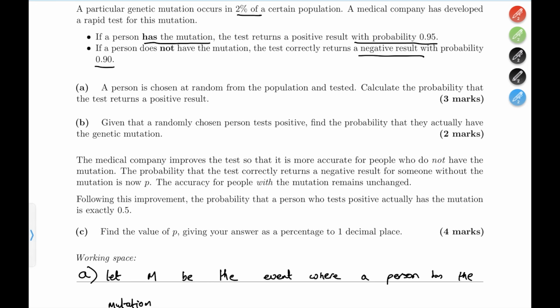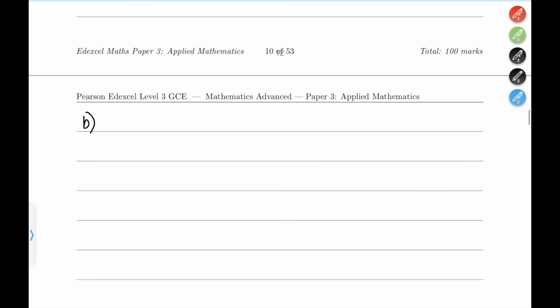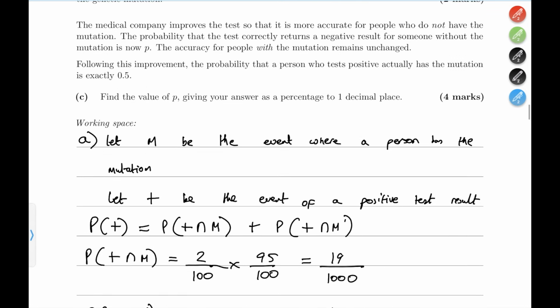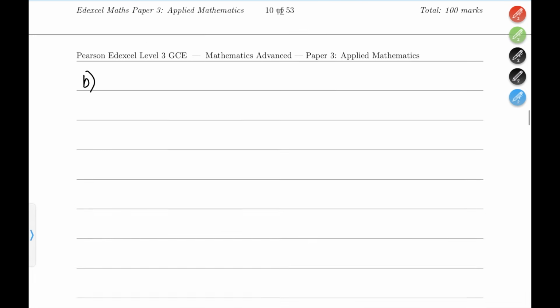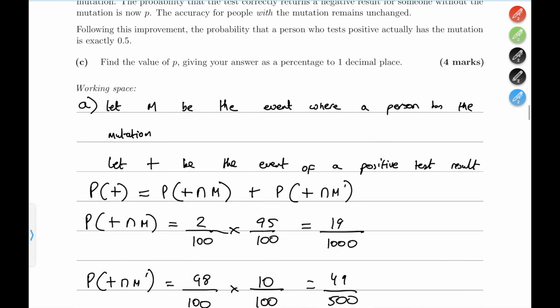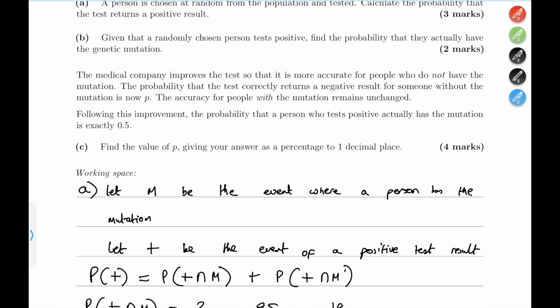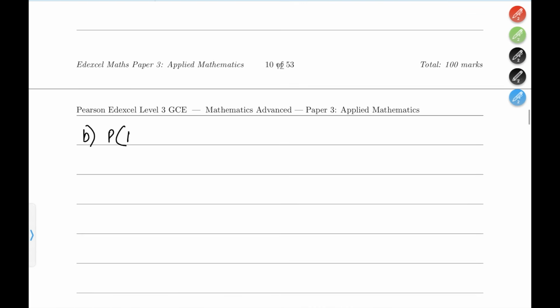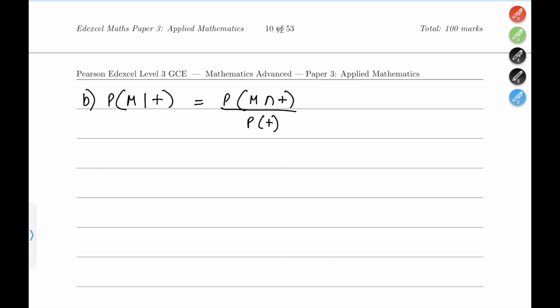Given that a randomly chosen person tests positive, find the probability that they actually have the genetic mutation. So we've got some conditional probability here: the probability that they have the mutation given that they test positive. So let's write out the formula. Probability of M intersection positive over the probability of positive.